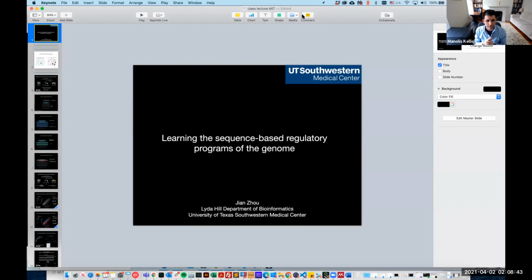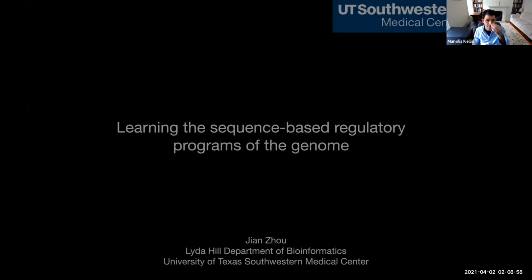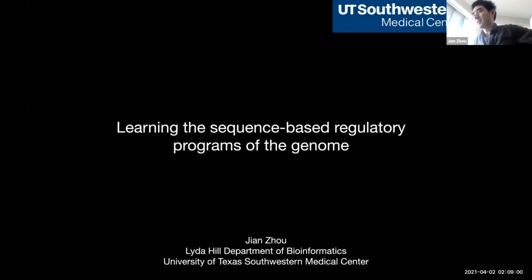So Jan is going to be telling us about how we can use the deep learning techniques that we heard about already to now start predicting the impact of SNPs, 120,000 SNPs at a time, rather than 1 SNP at a time. Jan, take it away. Okay, thank you. So I'm Jian Zhou.